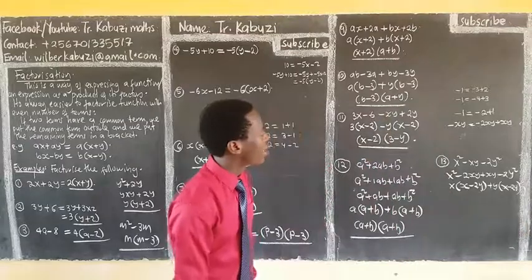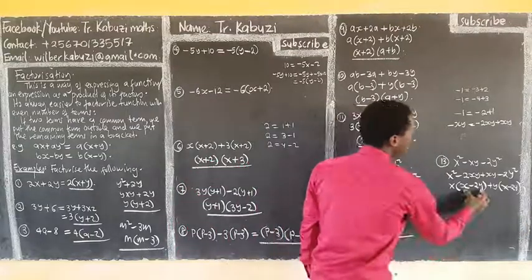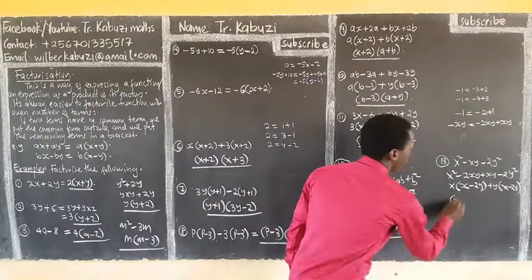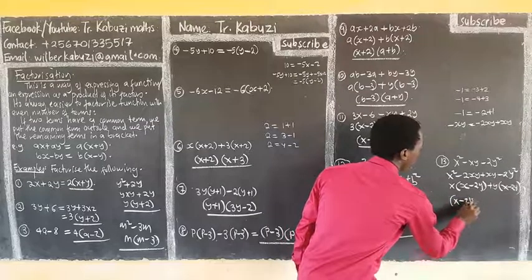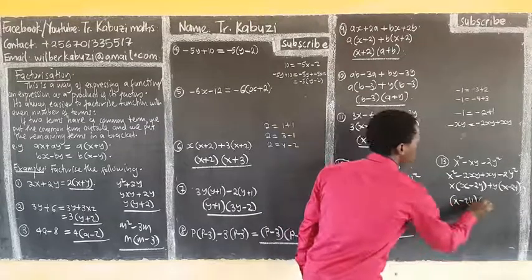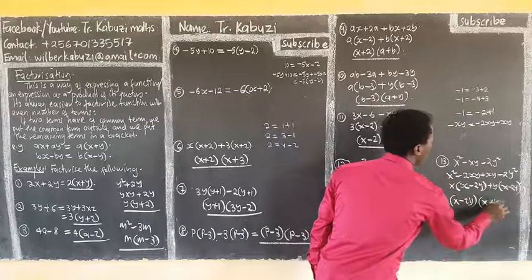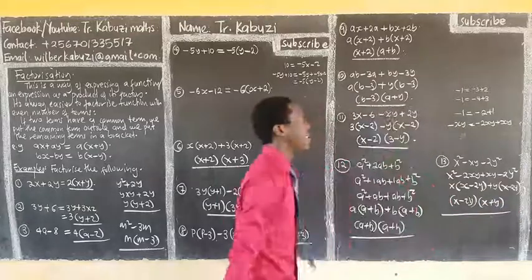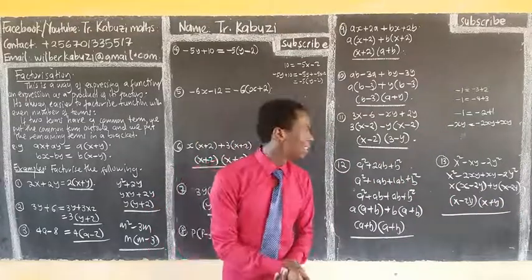Is there anything common? Yes, this is common. So now we remove x minus 2y. Here I remain with x, and here I remain with y. And now we have factorized all that. That's how you factorize those members.